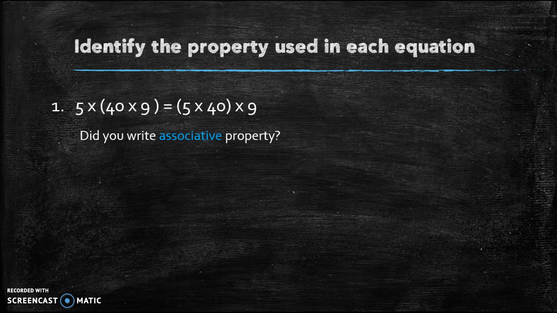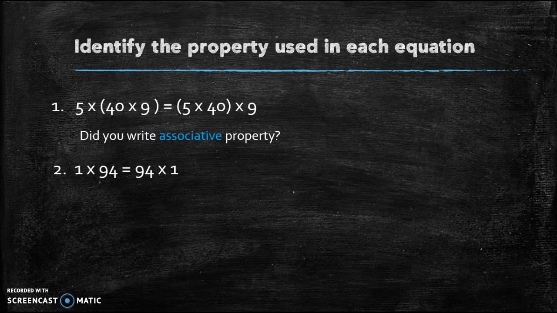Give yourselves a big pat on the back because yes, you knew that it didn't matter who or which numbers were associating or hanging out together. As long as the same numbers were there, it would be associative property. Let's try the next one. Go ahead and pause the video and write down what property you think this one is.